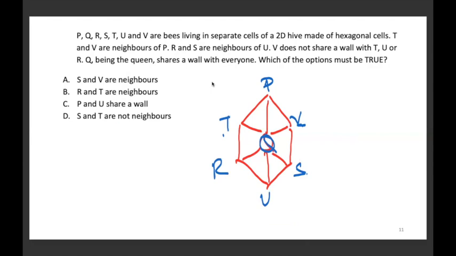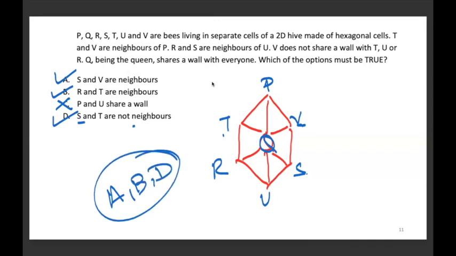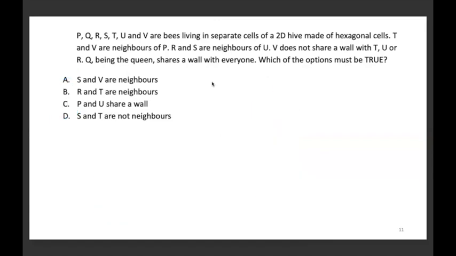A, S and V are neighbors. S and V are neighbors is true. B, R and T are neighbors is also true. C, P and U share a wall. P and U do not share a wall. No, in fact Q is there in between. D, S and T are not neighbors. S and T are not neighbors is also true. Correct answer is A, B and D. Okay, we'll move to the next one.